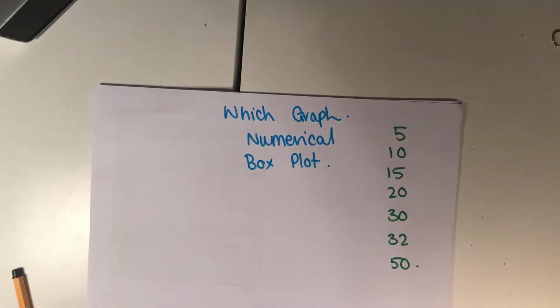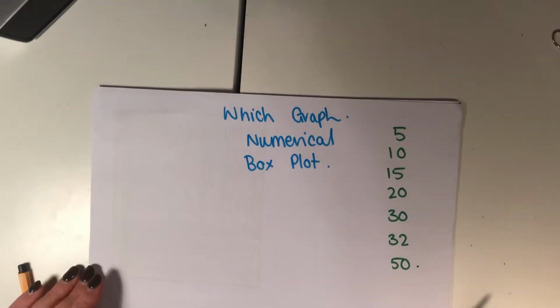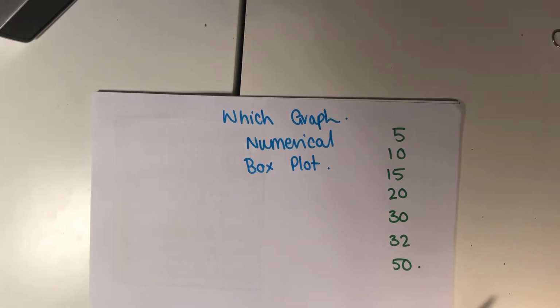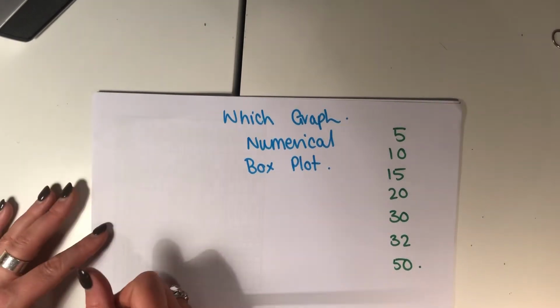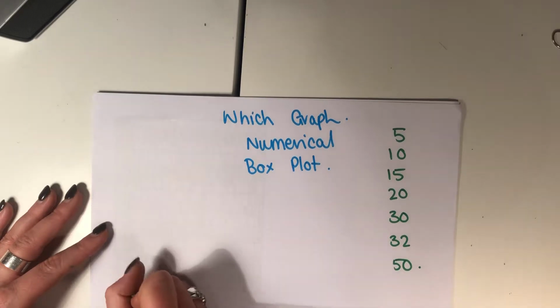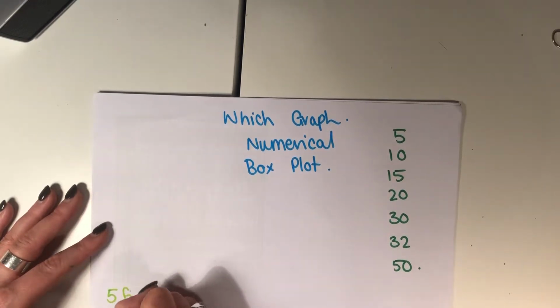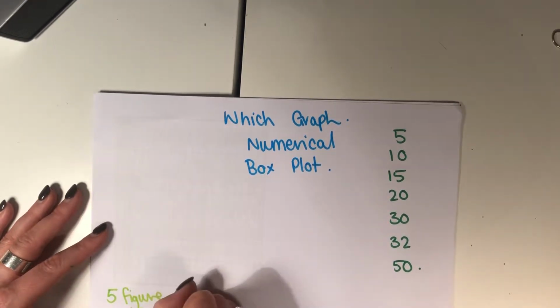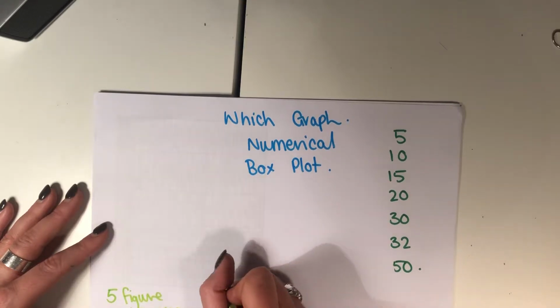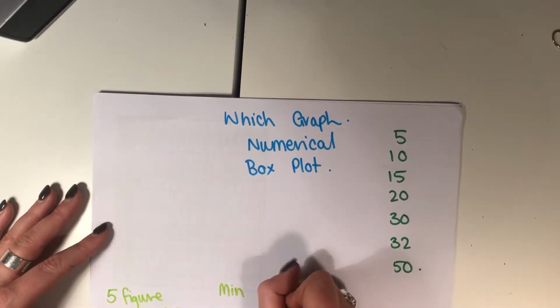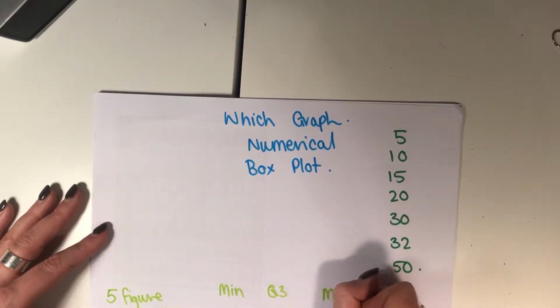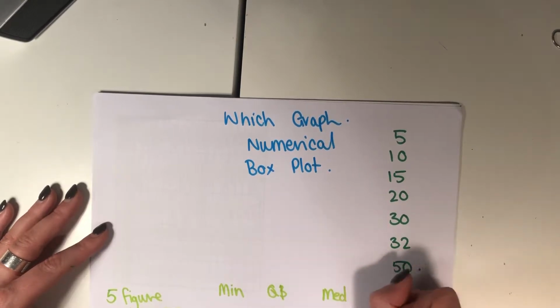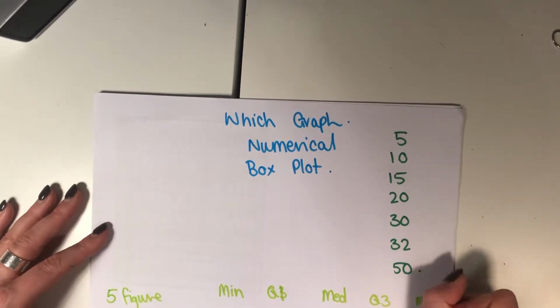All right, the next thing we're going to look at is which graph is appropriate for more numerical data, and we're just going to set up a box plot. My box plot is going to refer to my five-figure summary again. So we have our min, Q1, median, Q3, and our max.